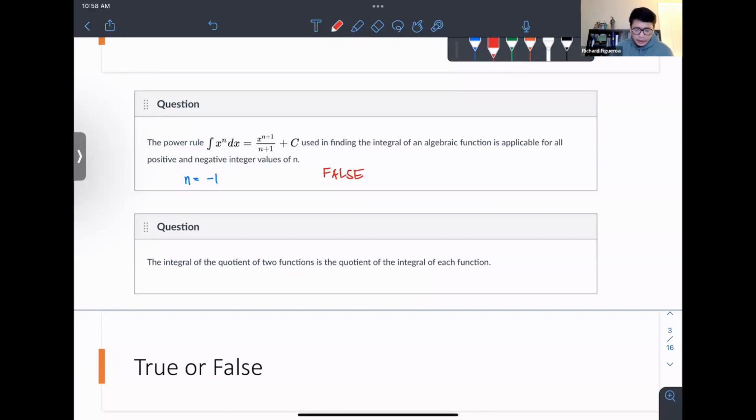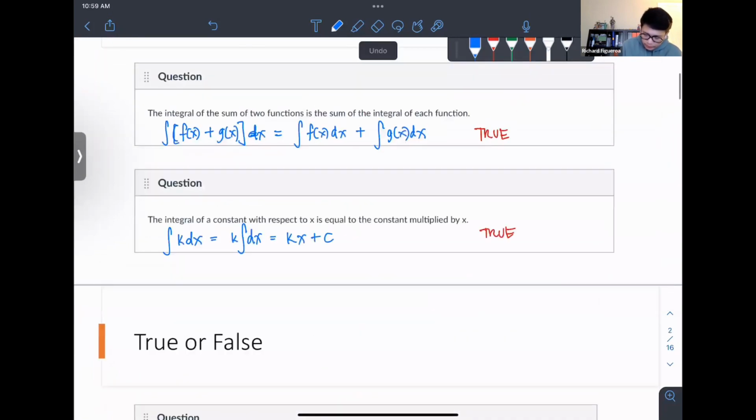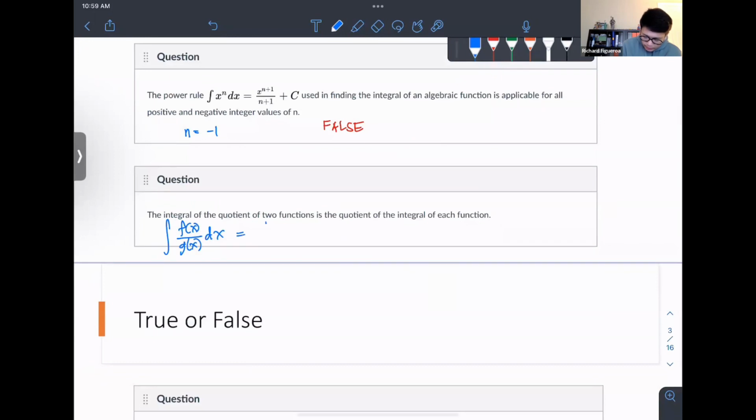Next, the integral of the quotient of two functions is the quotient of the integral of each function. Let's say the integral of f of x over g of x dx is equal to the quotient of the integrals, that would be the integral of f of x divided by the integral of g of x dx. Which is not true. So that makes the statement false as well.